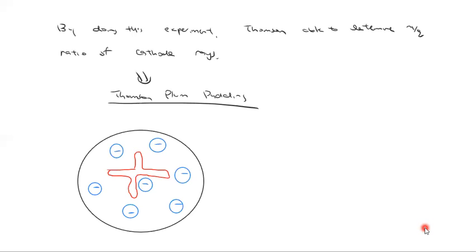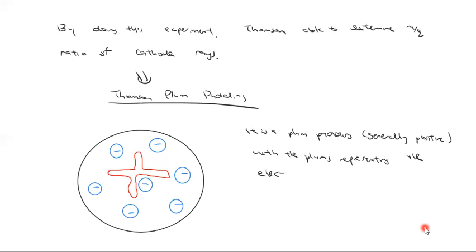And so this is the idea. It is a plum pudding, which is generally positive, with the plums representing the electrons. So he didn't have a whole lot of information to go by. All he knew was that your atom's not the smallest unit anymore, we've got to put in the electron somewhere, and he just came up with this idea. Now, not too long after that it was disproven, and we'll get to that.